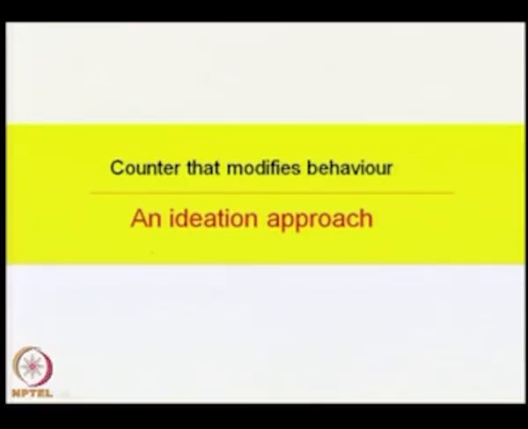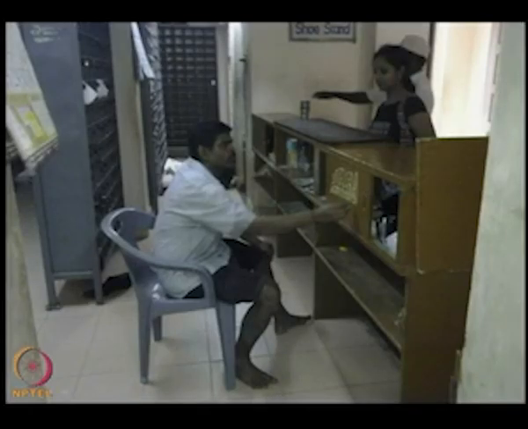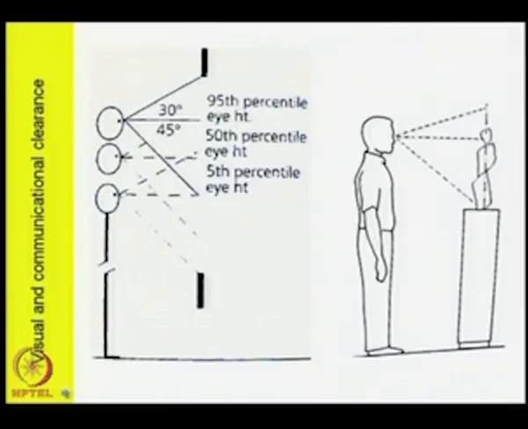Now, the example is a work counter that modifies behavior and ideation approach. The concerns. This is a typical counter. This side is the counter person, and this is the other persons. One example area we can cite.